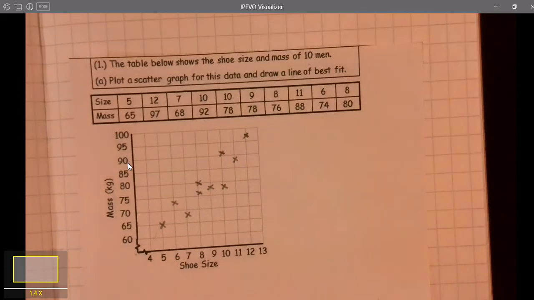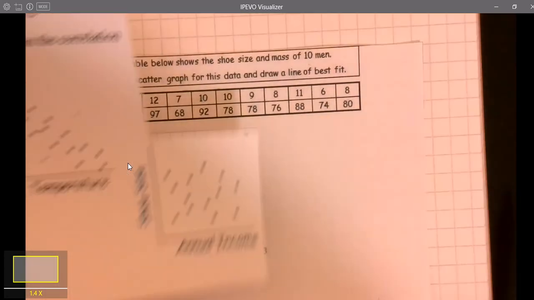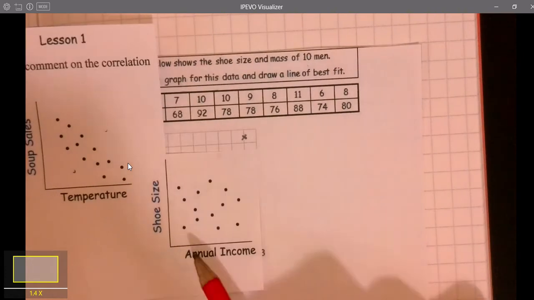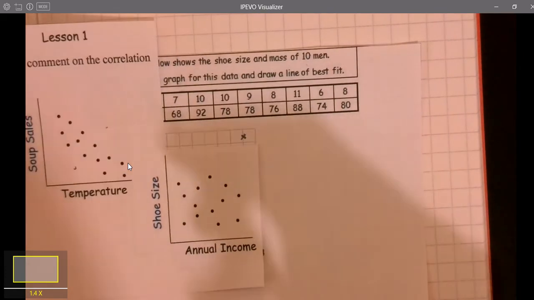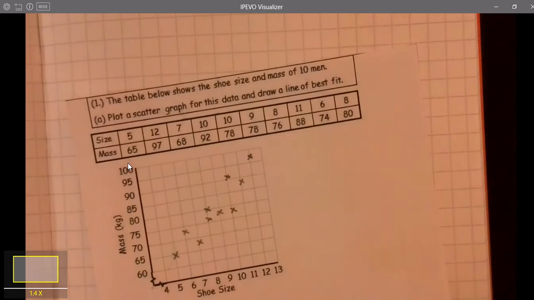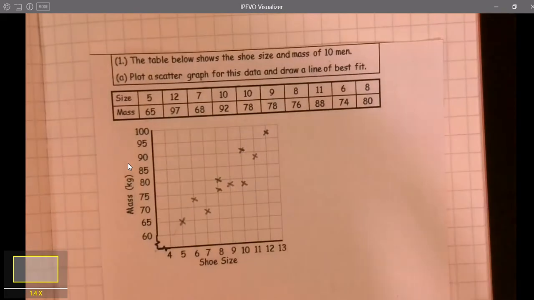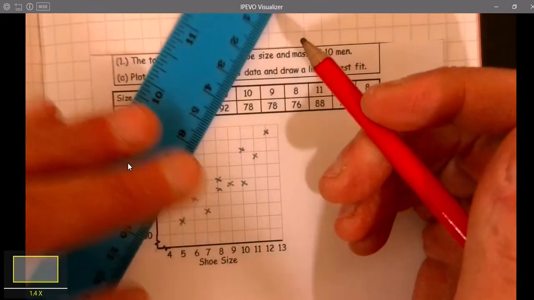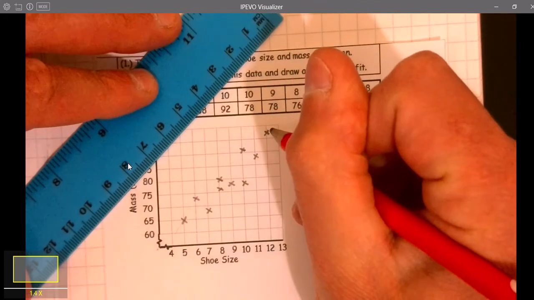Before I draw my line of best fit, though, if there is no correlation at all, like this one, there's no point trying to draw a line of best fit on there. It doesn't make sense. So what is a line of best fit? We're just going to draw a line that follows the trend of these points.